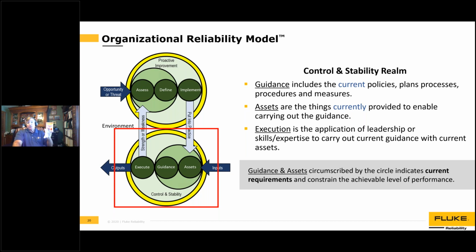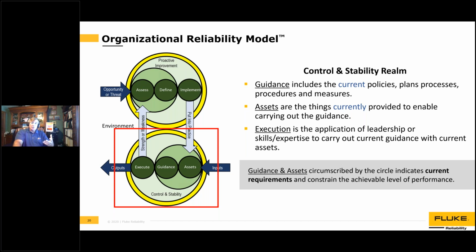So that subordinate group, and again, the top half of the model could apply to the plant manager, and the bottom half of the model can apply to the direct reports to the plant manager, right? The department heads. So in whatever circumstance you're in, the same theory applies, right? So again, on the bottom, guidance and assets are circumscribed by a circle, and that circle indicates that they are the current requirements, right?